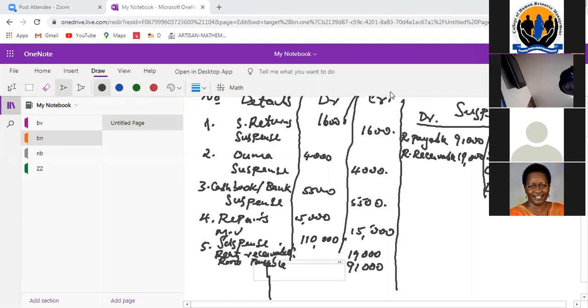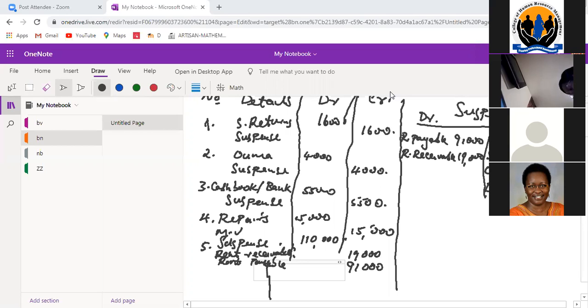Then the creditors, who are actually our suppliers and we owe them money, the accuracy of all those accounts is normally checked by the purchases ledger control account, also known as the creditors control account. So these accounts are going to have a summary.